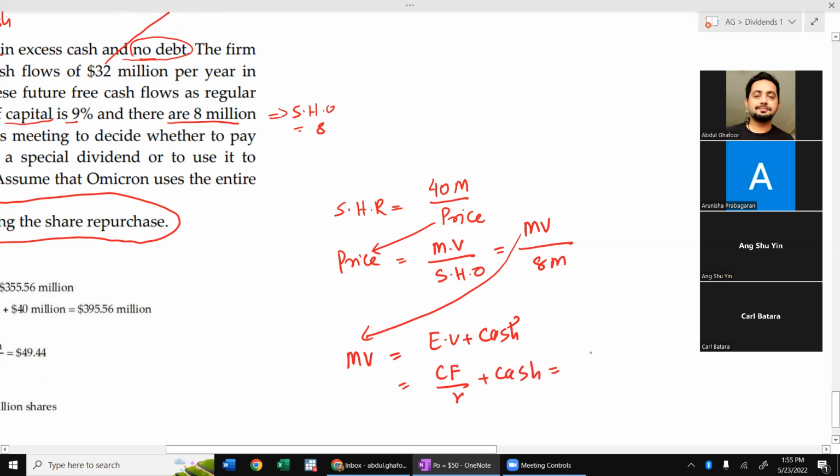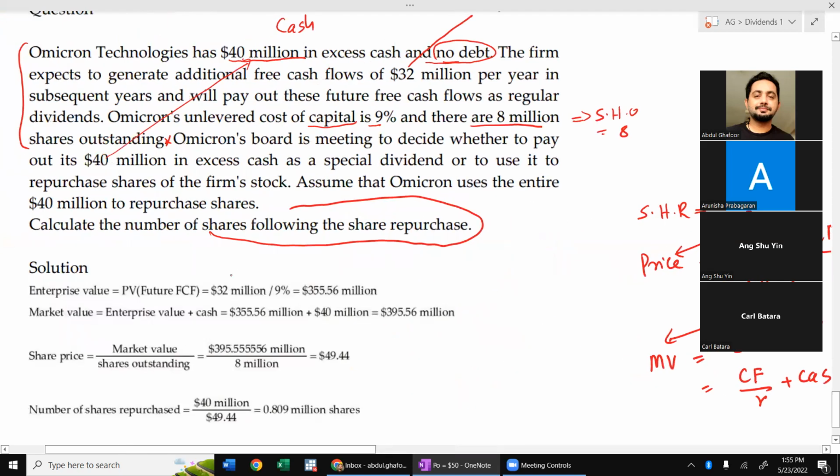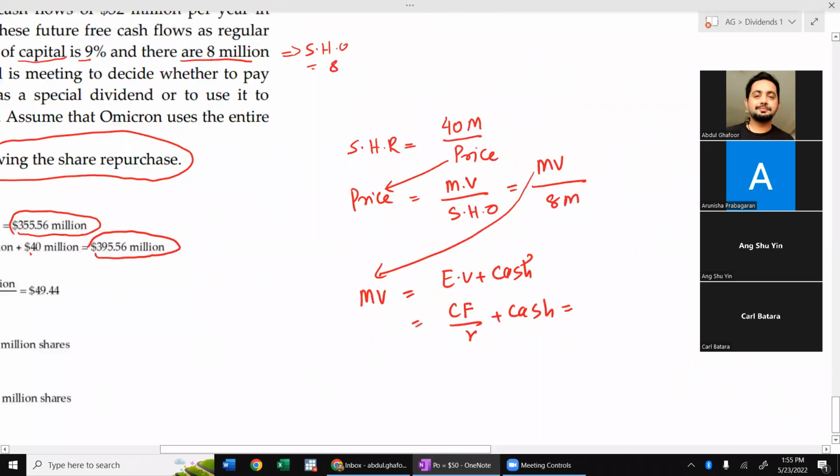Are we given cash flow? Yes, we are given cash flow, that is 32 million. Are we given R? Yes, that is 9%. The answer is 355.56. This is the enterprise value. What is the market value? Simply add the cash. So this is the market value, and we will use the market value here.